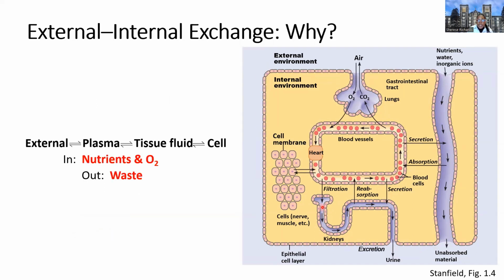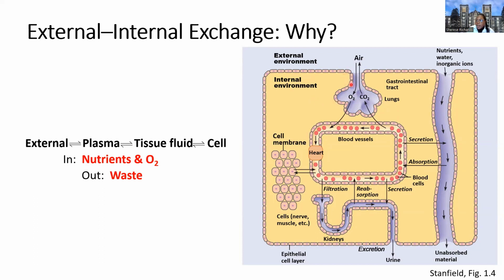Let's think about the need for the barrier between these compartments. So between our external compartment, our plasma, our tissue fluid, and our cells, there are these barriers that prevent free exchange between these various areas. And the reason for that is the exchange of certain materials. So we want nutrients and oxygen to be able to get into these tissues, and we want waste products to be able to get out.